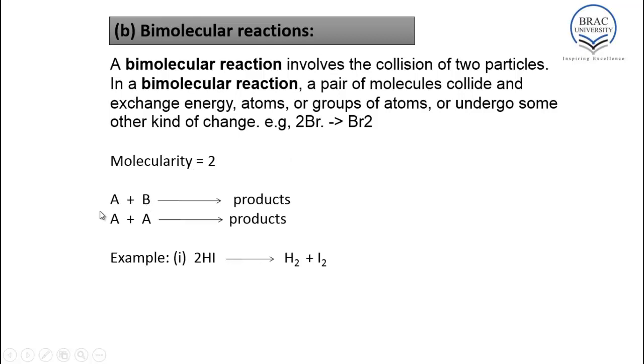We can see another example. A plus B, here two reactants produce the product. That's why this is an example of a bimolecular reaction. Again, A plus A produces its product. That's why this is a bimolecular reaction, because two reactants are involved.